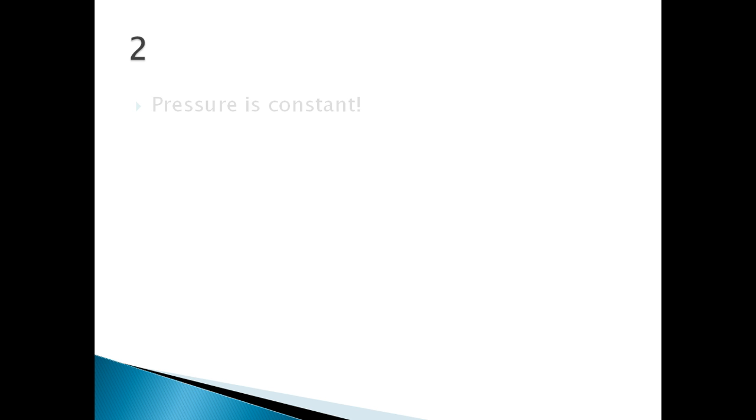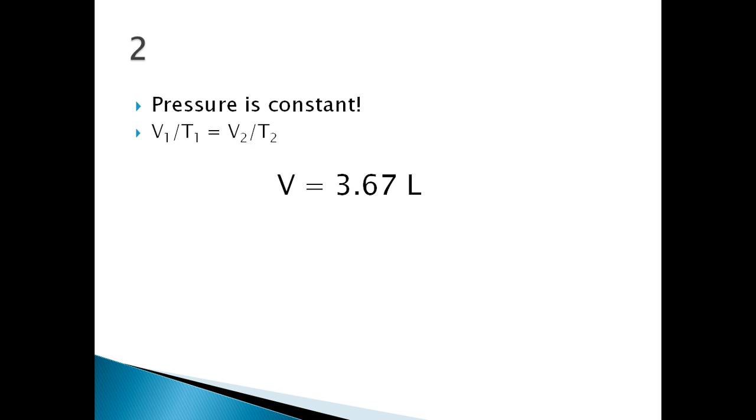2. Pressure is constant for 2. So you'd use the equation V1 over T1 equals V2 over T2. And you eventually get the answer 3.67 liters for the volume. 3.